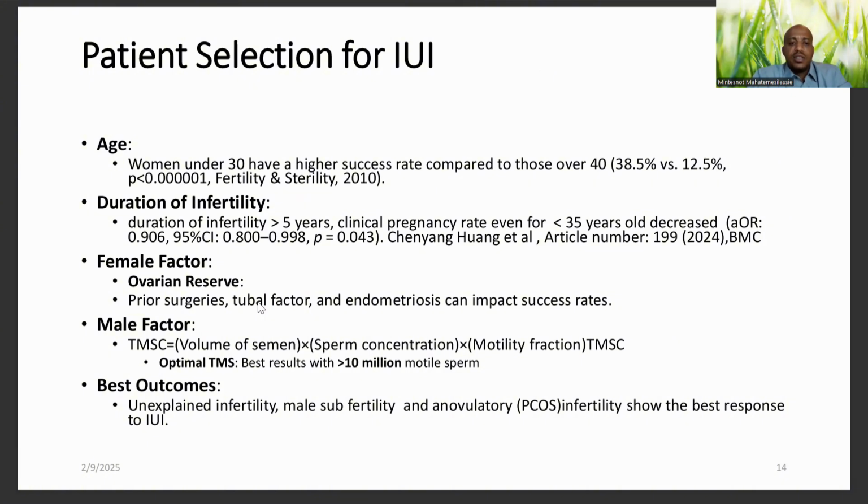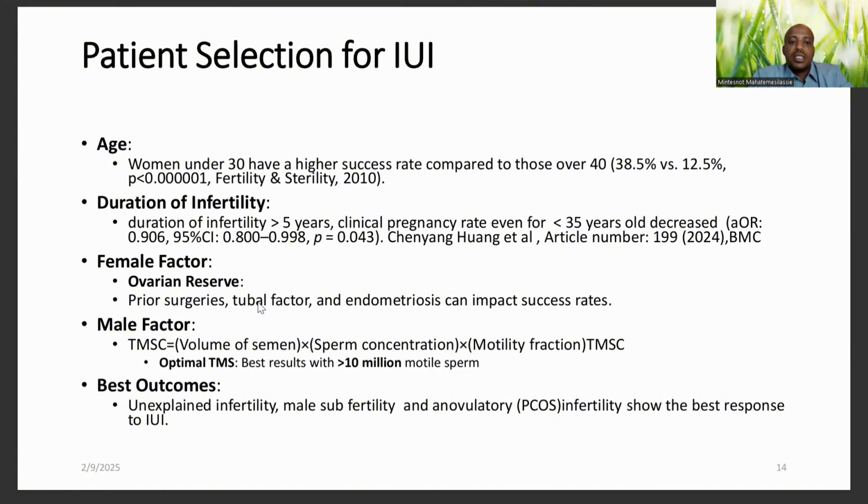IUI is less effective if the woman has risk factor for dual factor infertility. If she has previous history of pelvic surgery like ectopic pregnancy or myomectomy or cesarean section, our patient selection may not be good. If one tube is blocked, our success for IUI will be affected significantly.